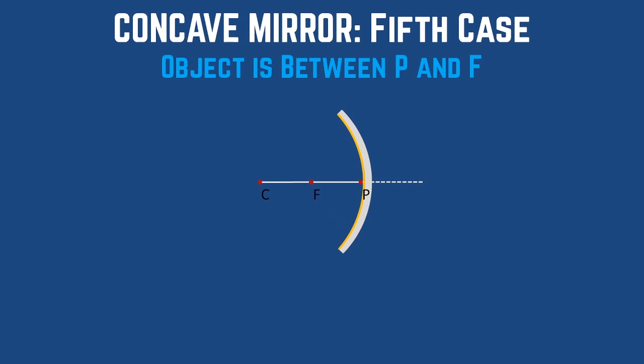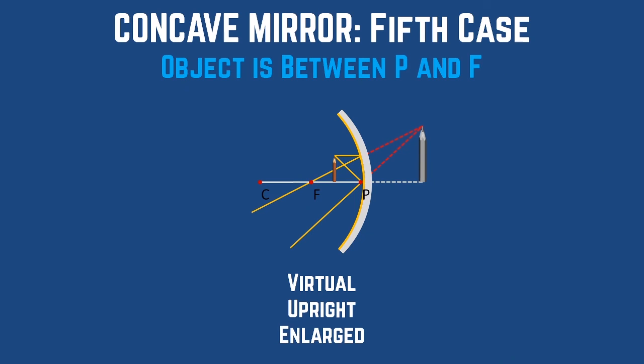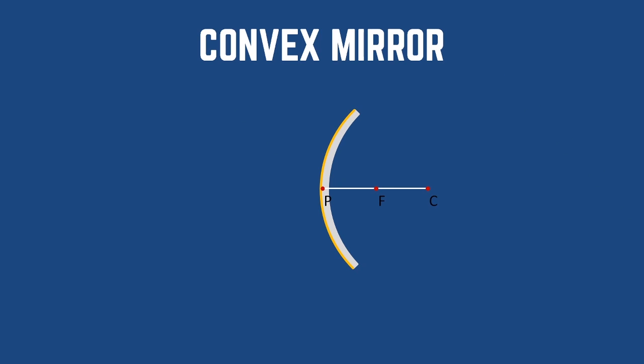The fifth case is when the object lies between the pole and the focus. The first ray we choose will be parallel to the principal axis and will pass through the focus, and the second ray will fall on the pole and get reflected obliquely along the principal axis. As you can see, the two reflected rays are moving away from each other. This means that the two rays will meet behind the mirror, and thus the image will be virtual, upright, and enlarged.